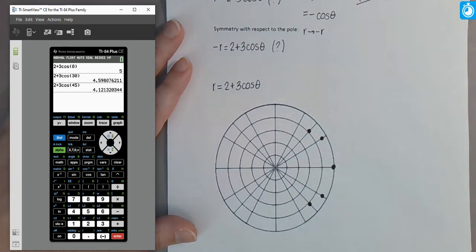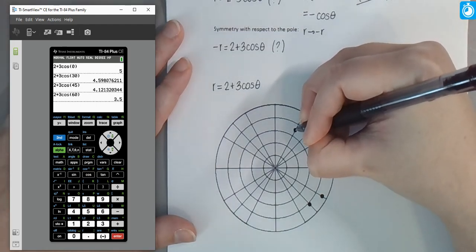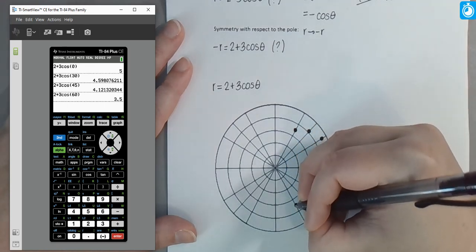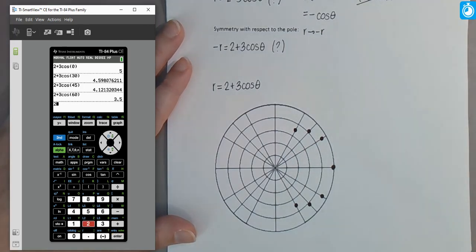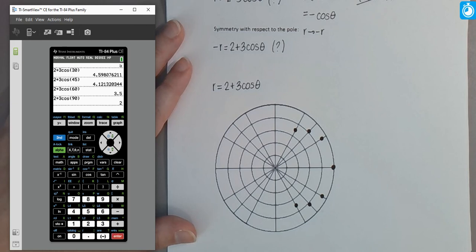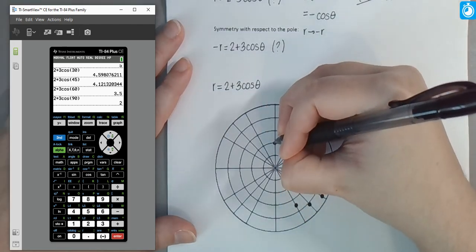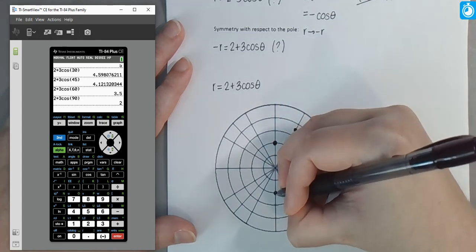Now 60 degrees. So 2 plus 3 times the cosine of 60 degrees, 3.5 exactly. And again, we have that matching point, 1, 2, 3, 3.5 on the other side. And then what about 90? 2 plus 3 times the cosine of 90 degrees is going to be there at 2. So once we get to 90 degrees, pi over 2 radians, we're on the second ring. Flip it across, get the symmetric point also on the second ring below.